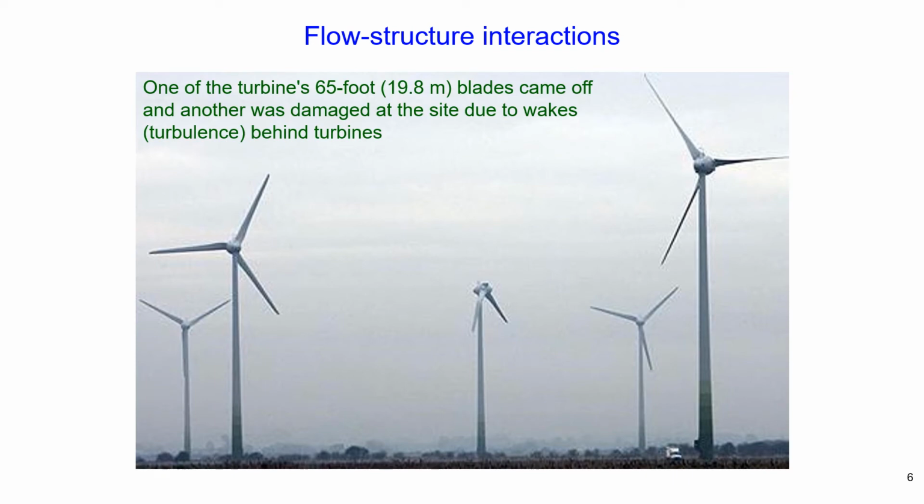Large values of turbulence intensities indicate a high level of turbulence, and this can increase the risk of structural damage of the turbines, both wind turbines and tidal current turbines. On this slide, I show you an example where one of the turbines was damaged due to a high level of turbulence. One of the turbine's blades, approximately 20 meters long, came off, and another was also damaged at the site due to wakes or turbulence behind the turbines.